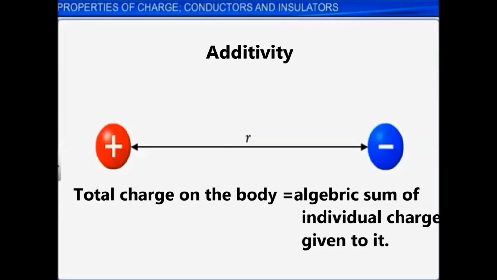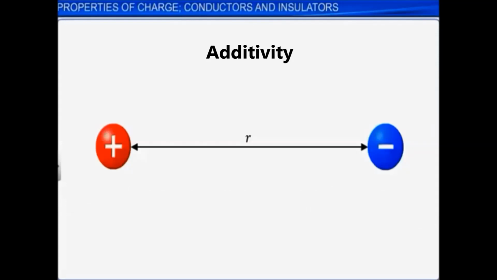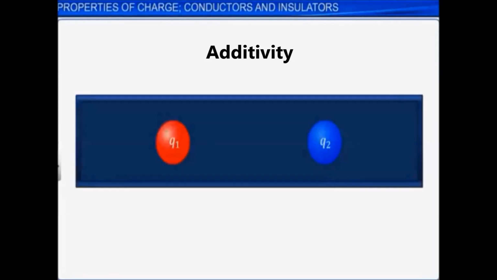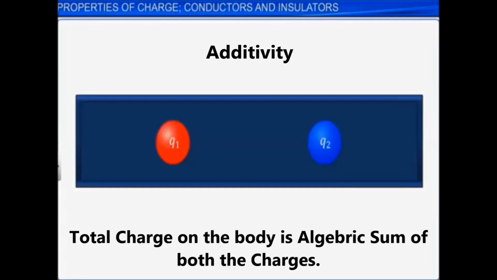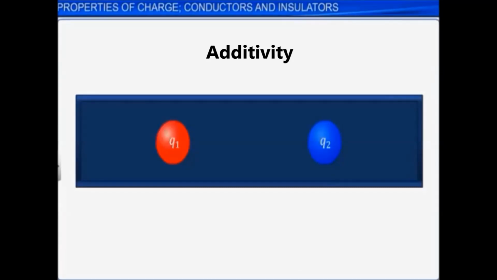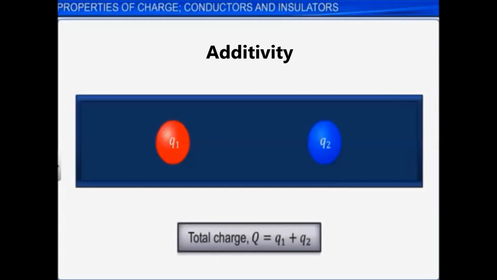Total charge on a body is always equal to the algebraic sum of the individual charges given to it. Let us explain with an example. Consider a body carrying a charge, say Q1. We add another charge Q2 to this body. Now, the total charge on the body is the algebraic sum of both the charges. That is, total charge Q is equal to Q1 plus Q2.